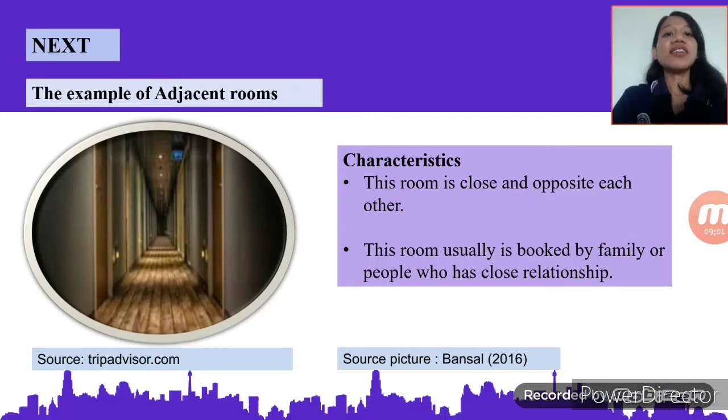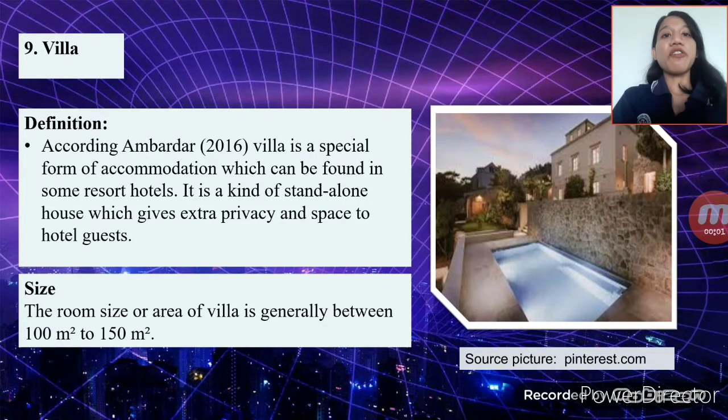And the characteristics of adjacent room are: the first is, this room is close and opposite each other. The second is, this room is usually booked by families or people who have a close relationship. And as you can see in the slide, there is the example of adjacent room, which is the picture about adjacent room.